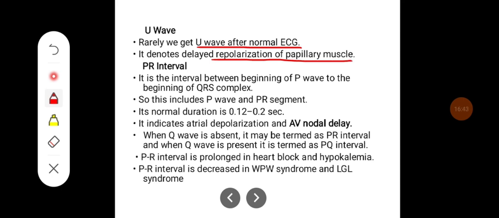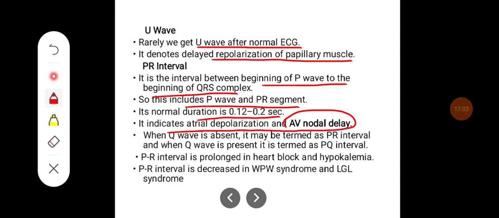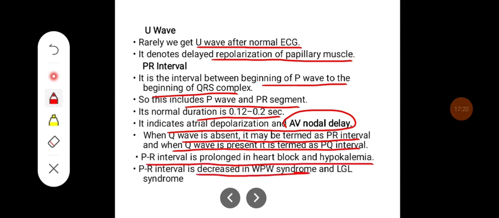PR interval. It is the interval between beginning of P wave to the beginning of QRS complex. So this includes P wave and PR segment. The normal duration is 0.12 to 0.2 second. It indicates atrial depolarization and AV nodal delay. When Q wave is absent, it may be termed as PR interval, and when Q wave is present, it is called as PQ interval. PR interval is prolonged in heart block and hypokalemia. PR interval is decreased in WPW syndrome and LGL syndrome.